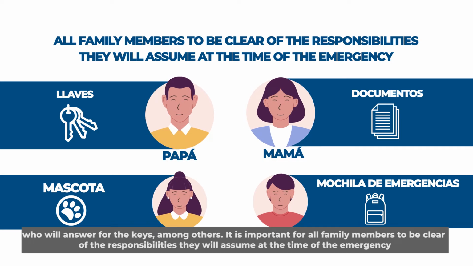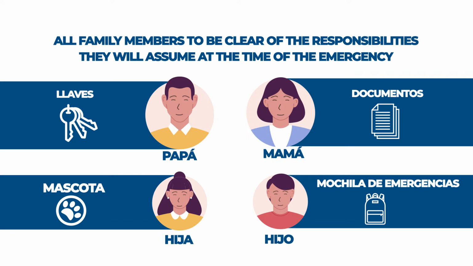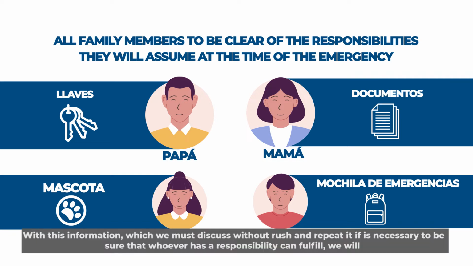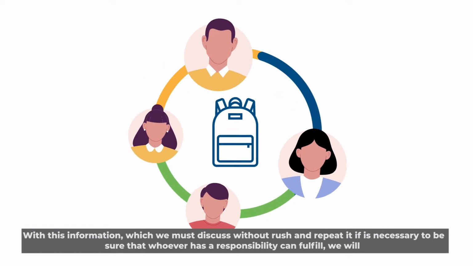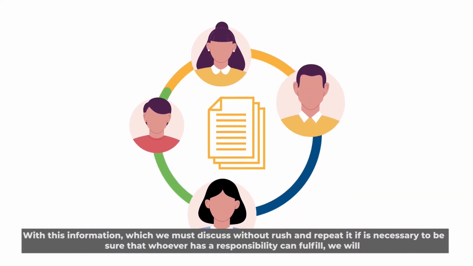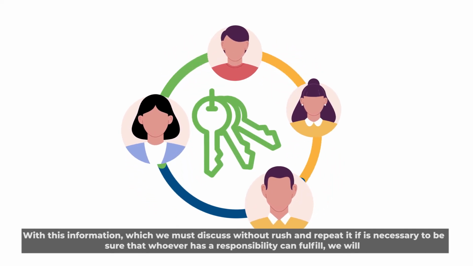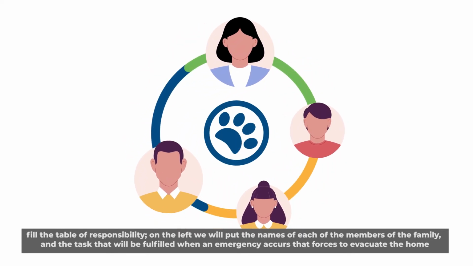It is important for all family members to be clear of the responsibilities they will assume at the time of the emergency. With this information, which we must discuss without rush and repeat if it's necessary to be sure that whoever has the responsibility can fulfill it, we will fill the table of responsibility.